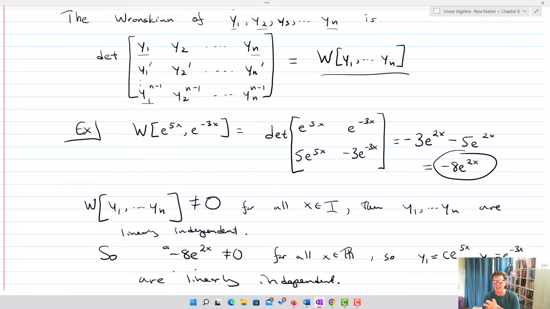So if the Wronskian doesn't equal identically 0 on the interval, it could equal 0 for one of the values or maybe a couple of them, but if there's even just one point where it's not equal to 0, then what we have is a linearly independent set of solution functions.